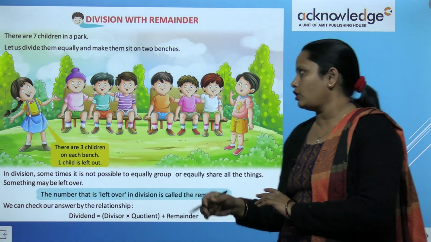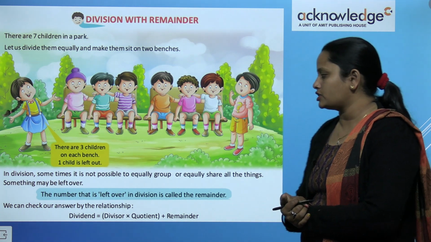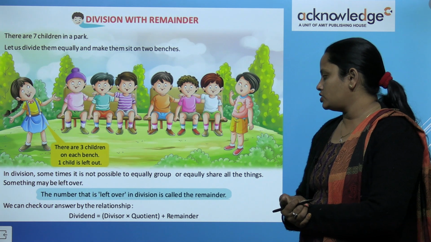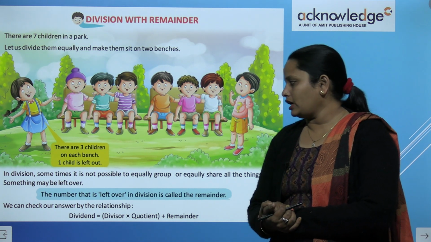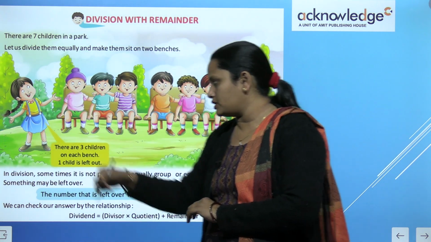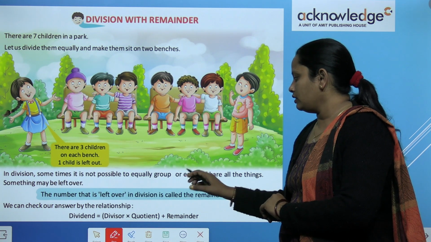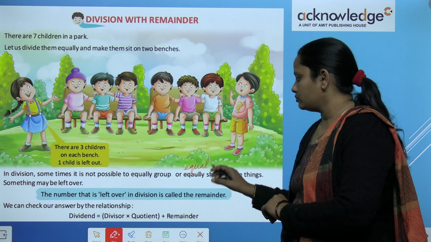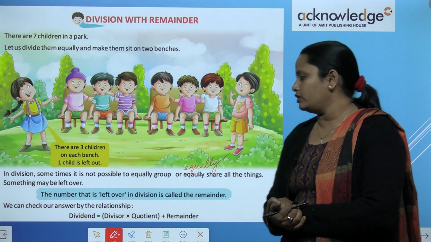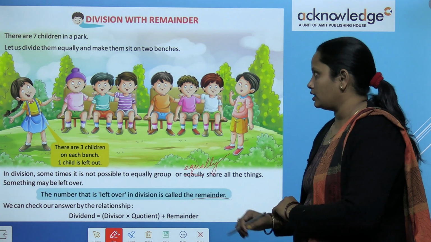1 child is left out. एक बच्चा यहाँ पे बच गया है. So in division, sometimes it's not possible to equally divide in groups or equally share all the things. तो कई बार ऐसा होता है कि हम चीज़ों को equally share नहीं कर पाते हैं, कुछ चीज़ें बच जाती हैं. So उन बची हुई चीज़ों को हम क्या कहते हैं? Remainder. Clear? The number that is left over in division is called the remainder. वो जो नंबर बच गया उसे हम remainder कहते हैं.